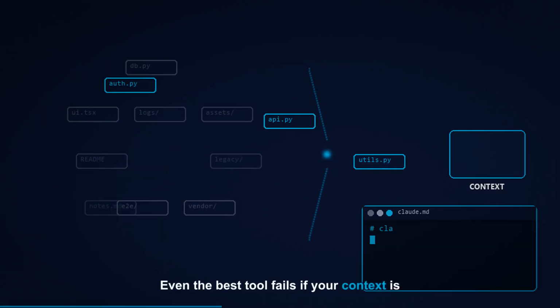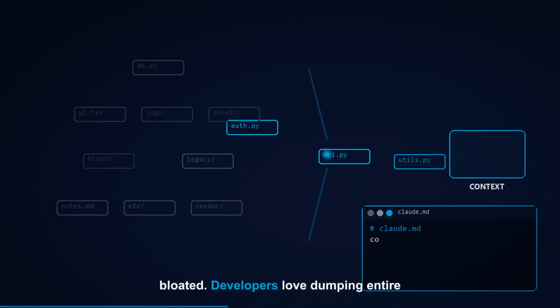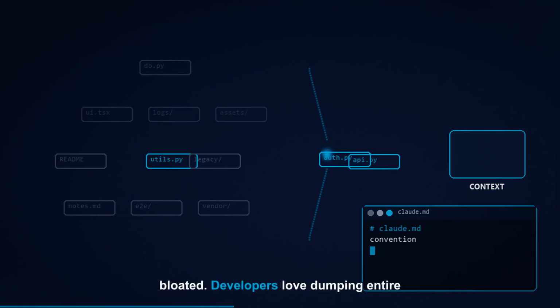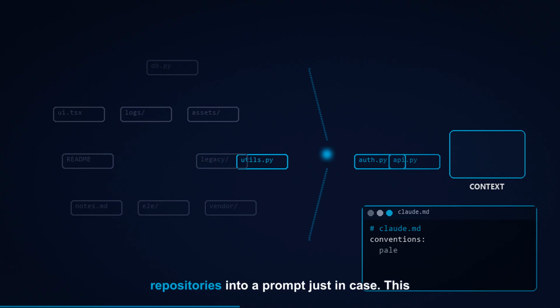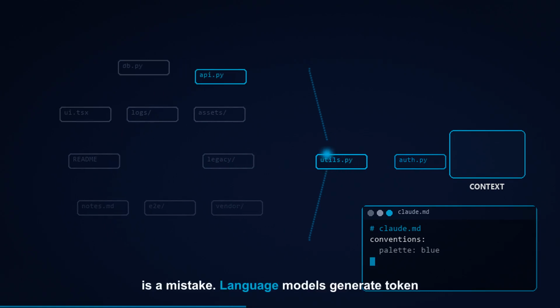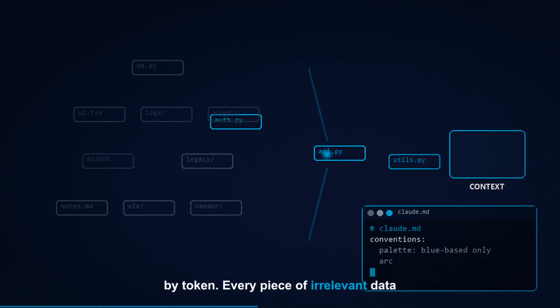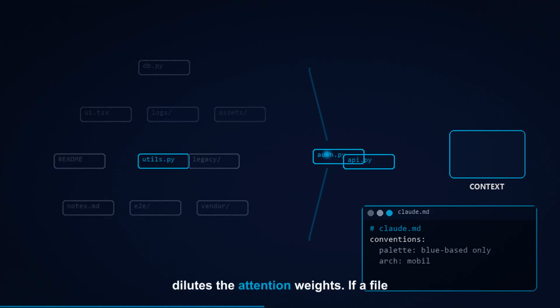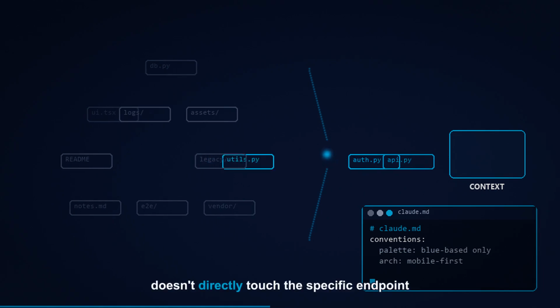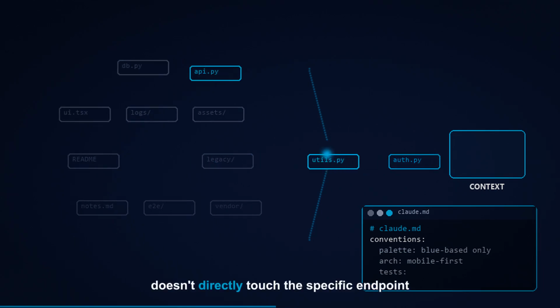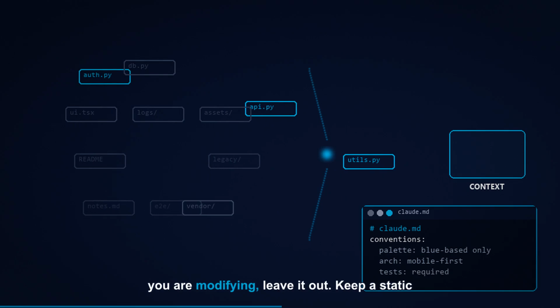Even the best tool fails if your context is bloated. Developers love dumping entire repositories into a prompt just in case. This is a mistake. Language models generate token by token. Every piece of irrelevant data dilutes the attention weights. If a file doesn't directly touch the specific endpoint you are modifying, leave it out.